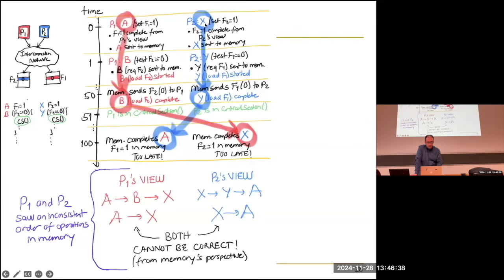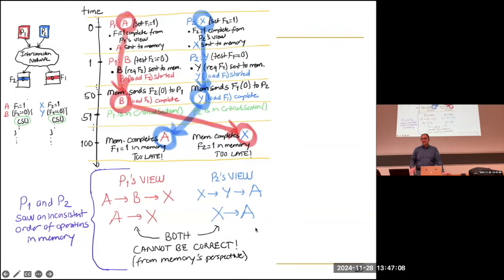From P2's view, it sees that it sends X and then Y and then A. It's happening from P2's point of view. So essentially from processor 1's view, you have A, B, X, meaning that you have A and after that you have X. But from processor 2's view, you have X, Y, A, and then essentially you have X and after that A. So these two cannot be correct at the same time, right? One of them is seeing A before X, the other one seeing X before A.